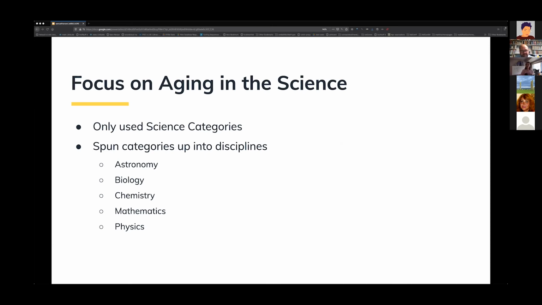So instead, I used only the sciences. And I spun them up into astronomy, biology, chemistry, mathematics, and physics. Now, these are not mutually exclusive. So articles could be classified in something that spins into physics as well as something that spins into chemistry, or that spins into chemistry and biology and mathematics. But there won't be double counting issues because they're spinning into different things. It doesn't need to be mutually exclusive. So with this focus, we're only going to have 5 lines on our graphs.